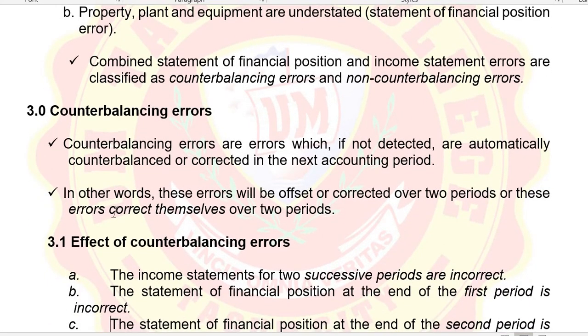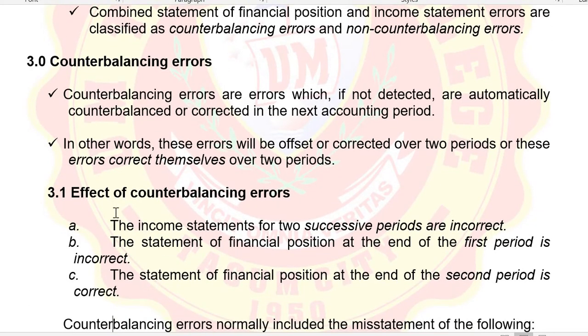So, effect of counterbalancing error. So, the income statements of 2 successive periods are incorrect. So, para bang, for example, last year, understated yung income, but this year, overstated yung income resulting from that error. Okay? Last year, understated yung income. Ngayon, overstated yung income. Okay? So, the 2-period income is incorrect. Pero, as a whole, yung retained earnings mo is correctly stated. Okay? Yan siya. The statement of financial position at the end of the first period is incorrect, but the statement of financial position at the end of the second period is correct. No? Yan siya.